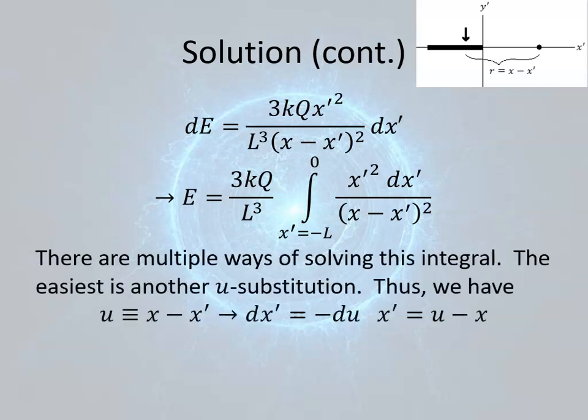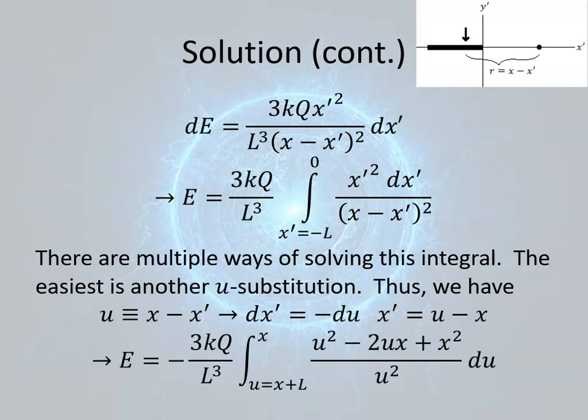There are multiple ways of solving this. The easiest turns out to be another u substitution. So we let u equal x minus x prime. Well, that means that dx prime is again negative du, just like in the last problem, and x prime therefore is u minus x. The whole point to keep in mind right here is, yeah, we needed to plug in our x prime in terms of our new variable, both for its differential part, the dx prime, and the x prime. So x prime needs to be plugged in as u minus x.